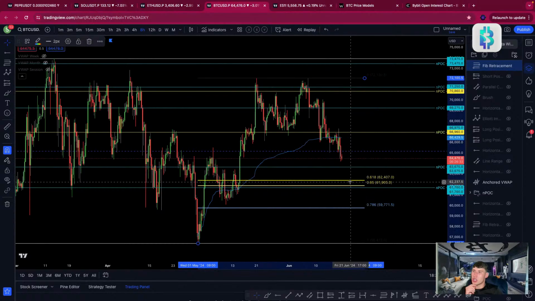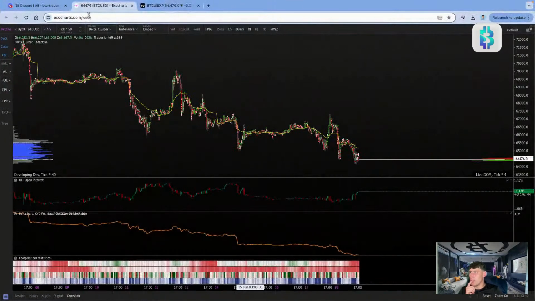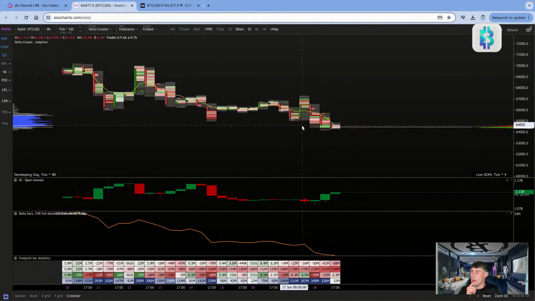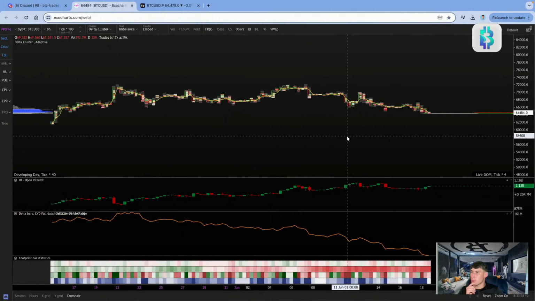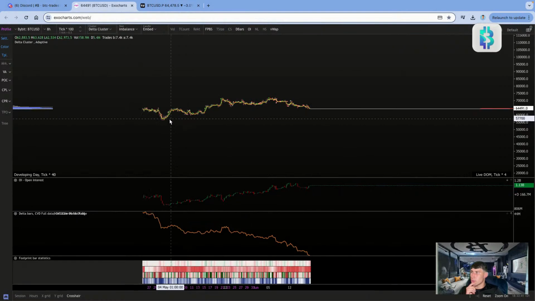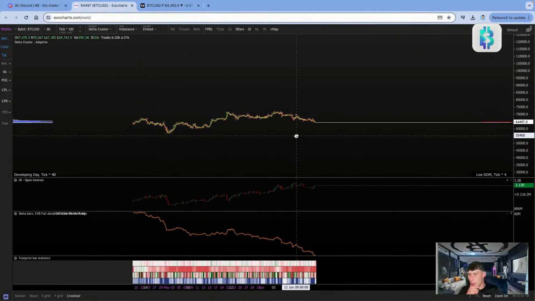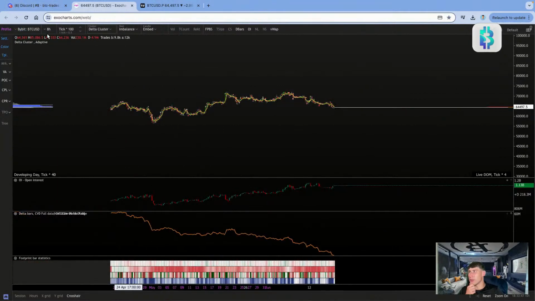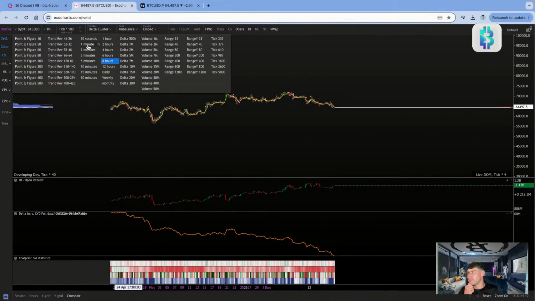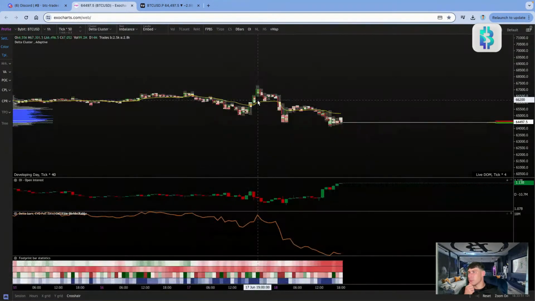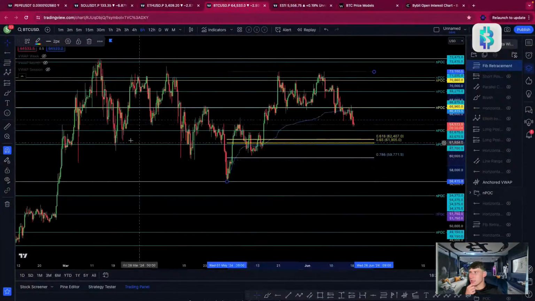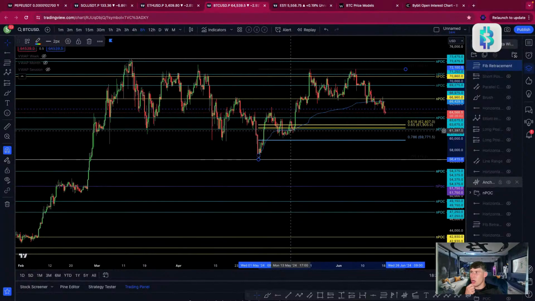I understand we've got a GP786 in confluence with a naked point of control, and we are seeing absorption at this moment in time. Right, we are seeing big absorption, but I'm not one to really trade absorption off of an 8-hour time frame. I'm not one to really trade absorption off of such a high time frame.